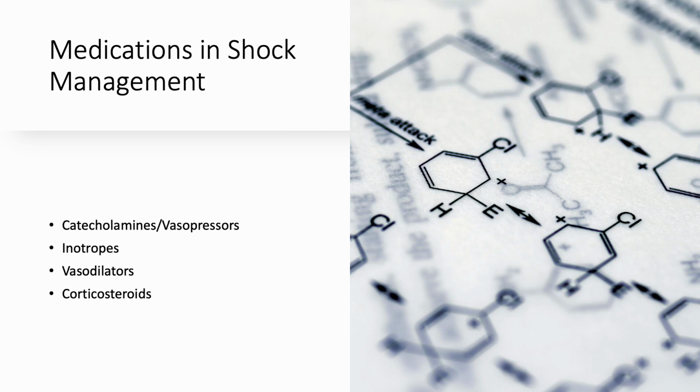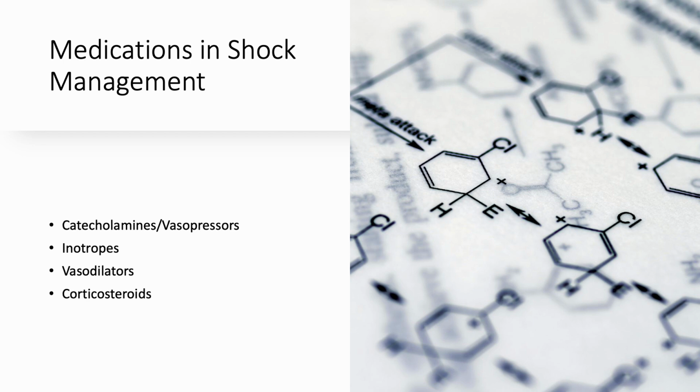Inotropes are medications like dobutamine and milrinone. They improve the contractility of the heart, which then increases your cardiac output. This is especially important in cardiogenic shock, where the heart's pumping ability is compromised. Inotropes help improve tissue perfusion by enhancing the heart's effectiveness in circulating blood.